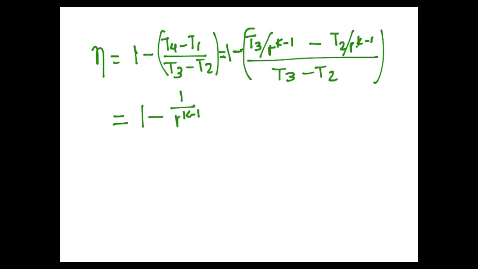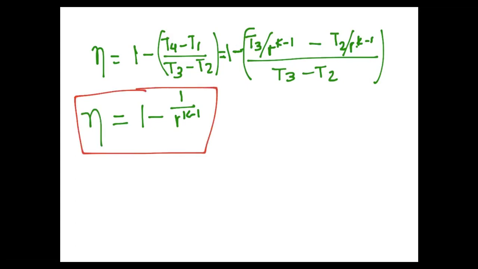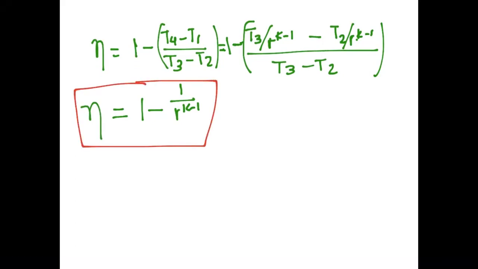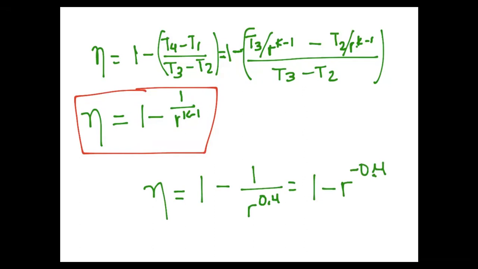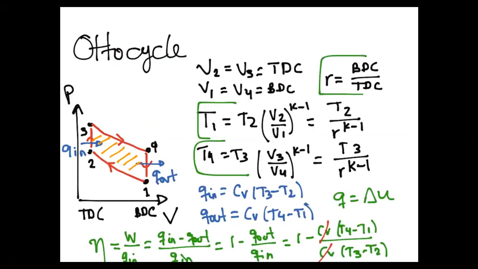So at the very end, our expression will end up as the efficiency is going to be equal to 1 minus 1 over r to the k minus 1. Since we're using air, very important, k is 1.4, we can say this is 1 minus 1 over r to the 0.4, or we can say 1 minus r to the minus 0.4. That's the efficiency of the Otto cycle, and it only depends on the compression ratio of the volume.